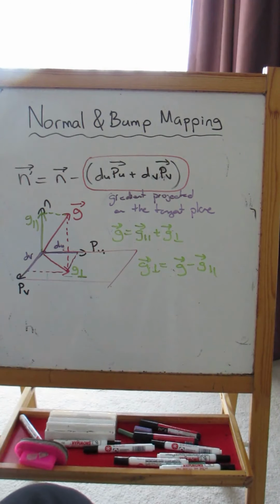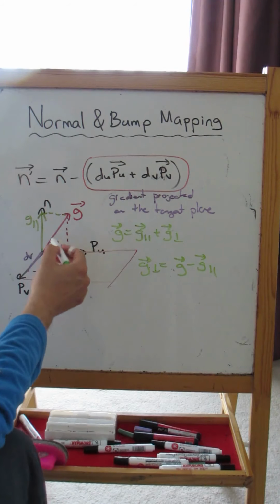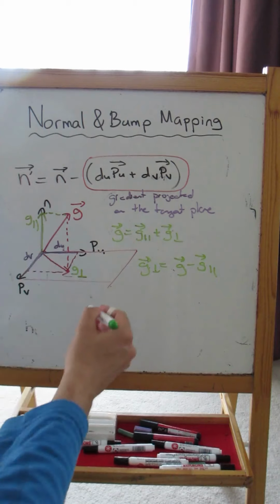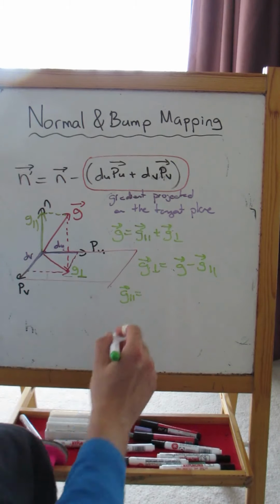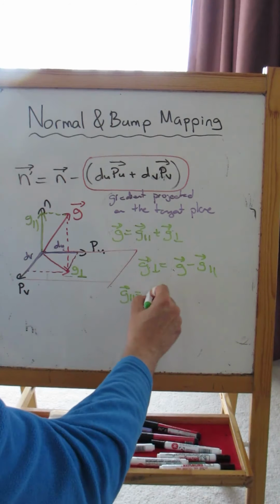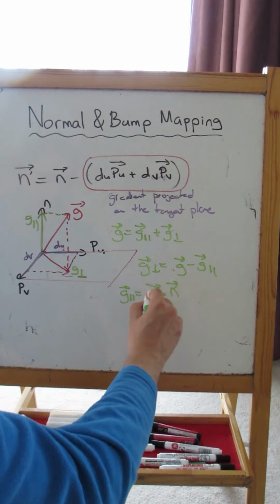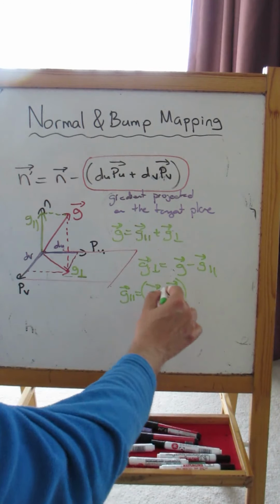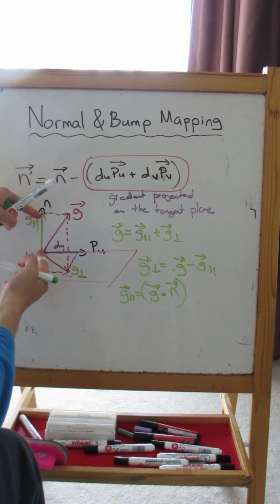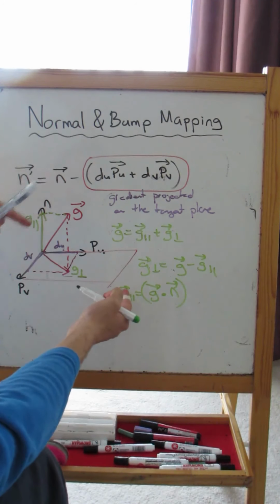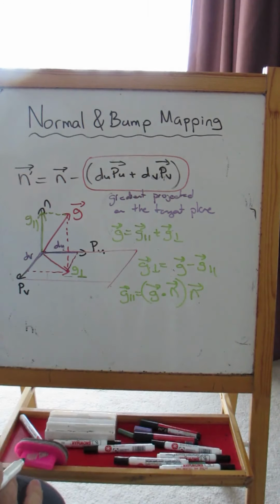Okay, and how do we find G parallel? G parallel is basically how much G goes along N. We can use the dot product for that. So we can say G parallel is equal to G dot N. G dot N gives us a number, and this number indicates this distance. But G parallel must be a vector, so along the normal vector.